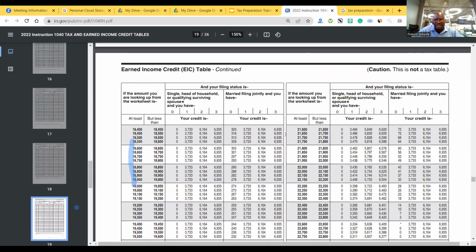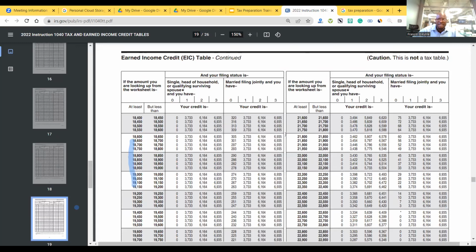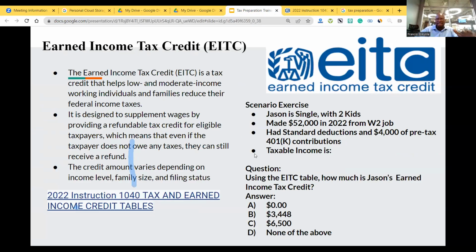So let me show you some example of people like, you see here, people that make between 18,000 to 18,400, they have 3 children, they get about $6,935 back, just because the AGI is 18,400. Not the taxable income this time around. That's a different concept. So it's going to get about 6,900 something. That is the way you look at the table, and that is what the software tool does.